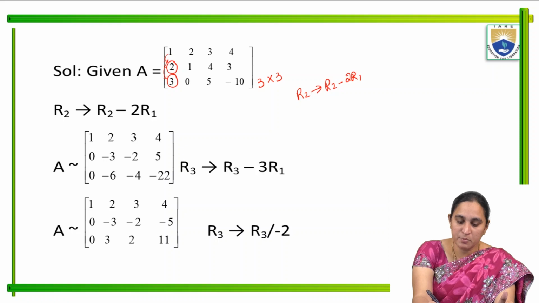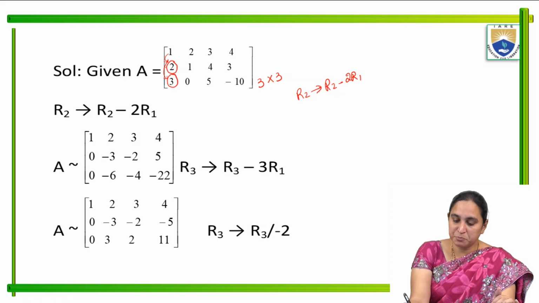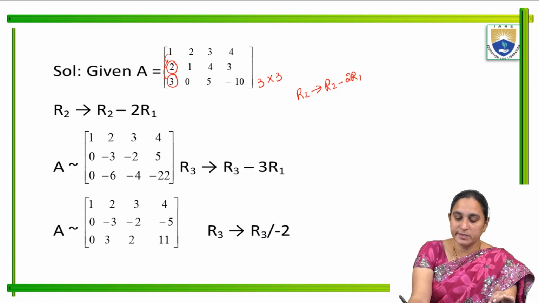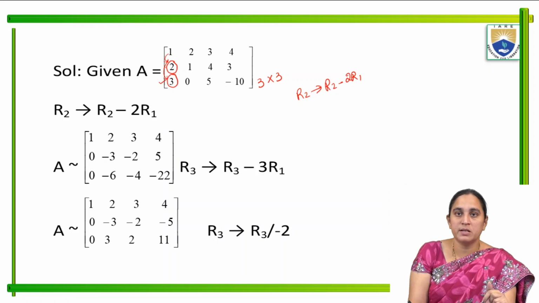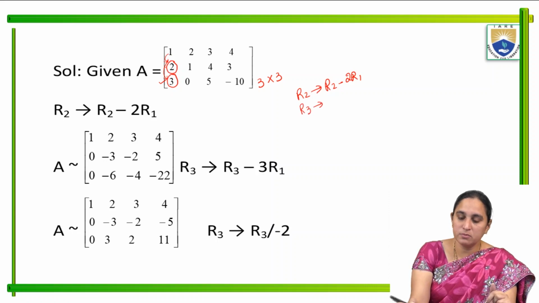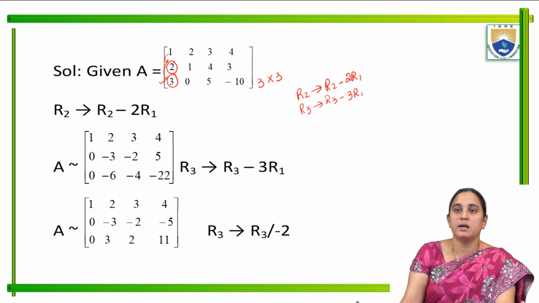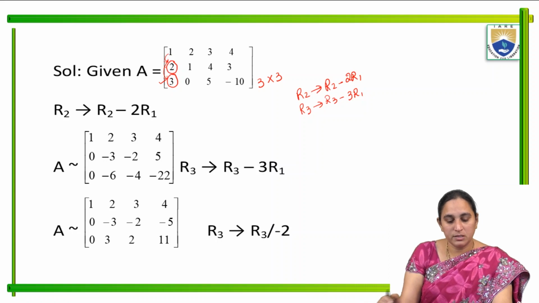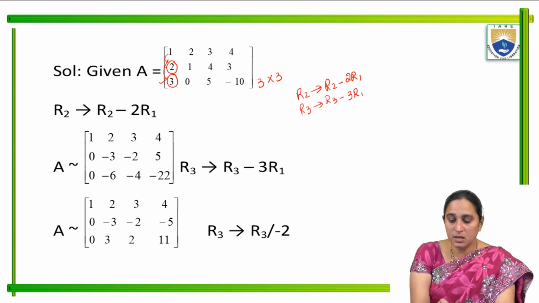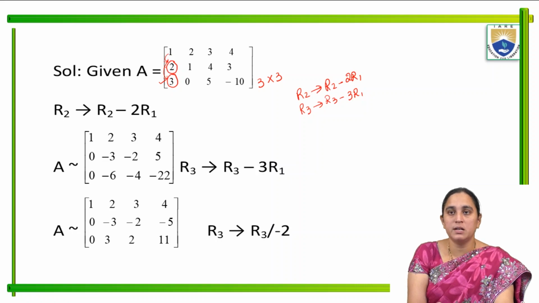With respect to 1, I'll make the 2 as 0. That means we have to multiply that 1 with what? 2. That means R2 is subtracted with R1 multiplied by 2. Okay, that is the first row operation. And similarly, I'll make the R3 first element 0 with respect to R1. For that row operation, R3 tends to R3 minus 3R1. For that, what about the row operations there? First one is R2 tends to R2 minus 2R1 and another one is R3 tends to R3 minus 3R1.